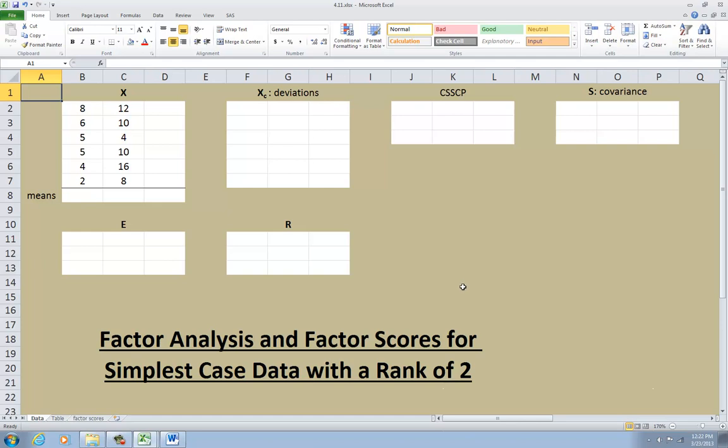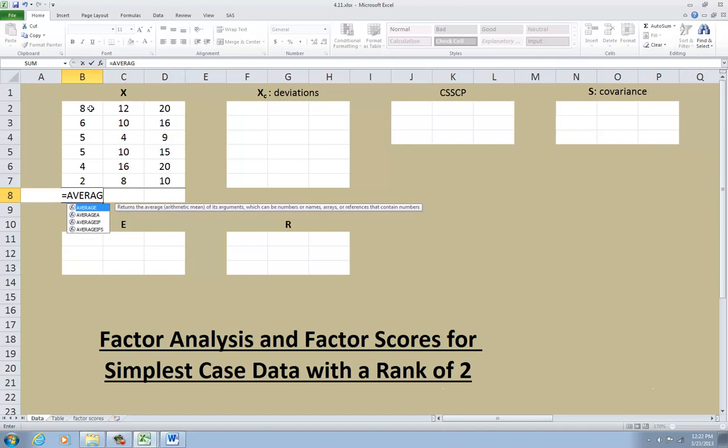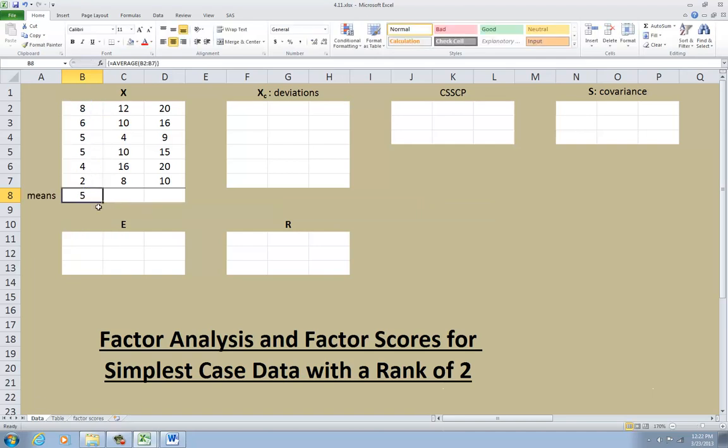Let's use the same data set that we had before, except we're going to change 2 numbers. Before we had in the third variable 16 and then 20. We're going to change this to 20 and 16. And then we'll go down with 9, 15, 20, and 10. Now, let me first get the average of these so we can get deviation scores.